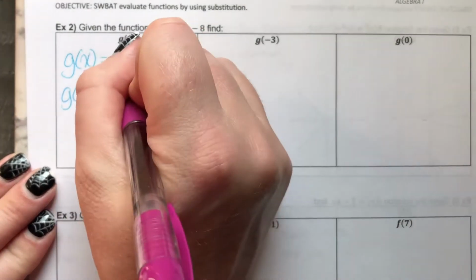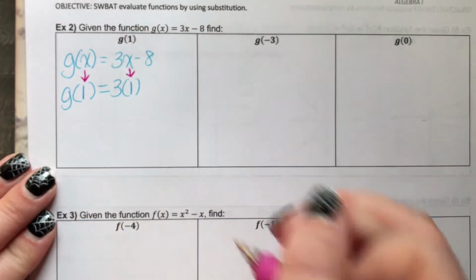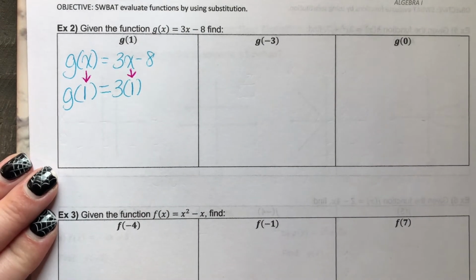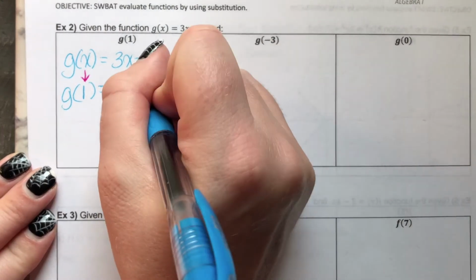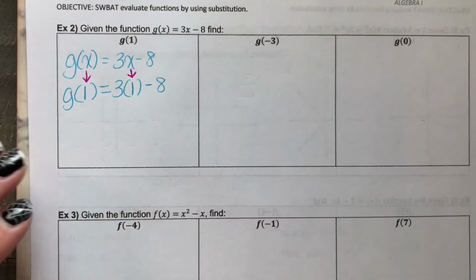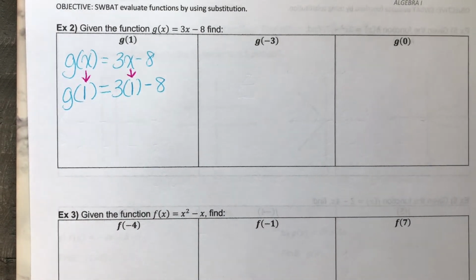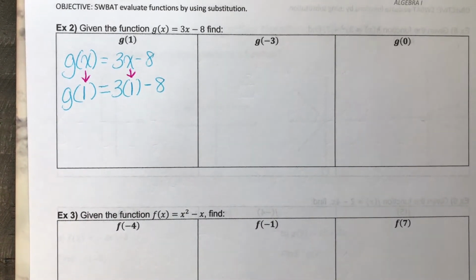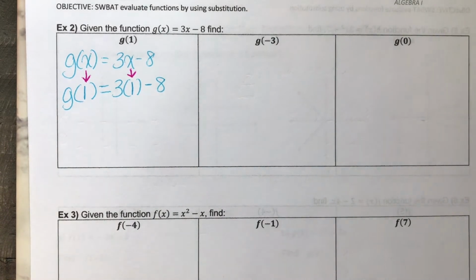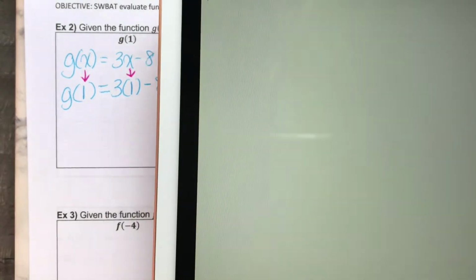Because again, wherever I see the variable x, I am replacing it, I am substituting in the number 1. And then minus 8 just tails on at the end here. All right, let me grab my calculator here. Just like if you have the graphing calculator app on your phone, or if you have a graphing calculator at home, here we go.